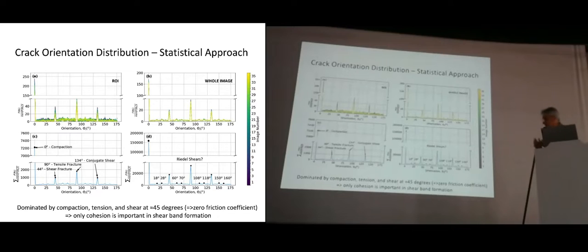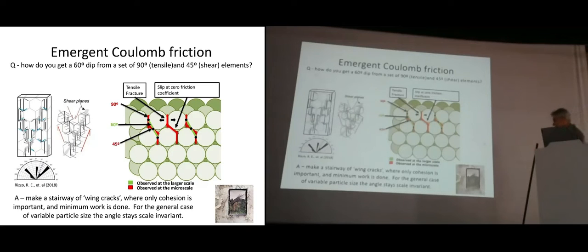So how is it that these elementary cracks at optimally oriented angles to avoid friction eventually produce a 60-degree oriented fault? So we think it's something to do with the packing of the material. If you force the system to have only tensile and only shear at 45 degrees, then the net angle that makes in a cubic close packing is 60 degrees in an ideal sort of lattice.